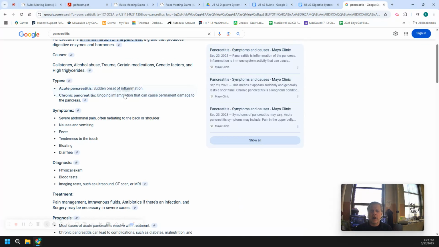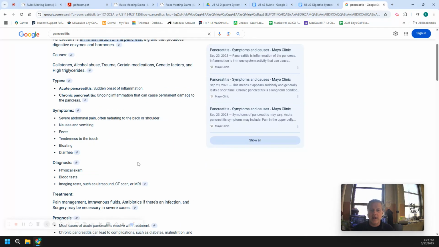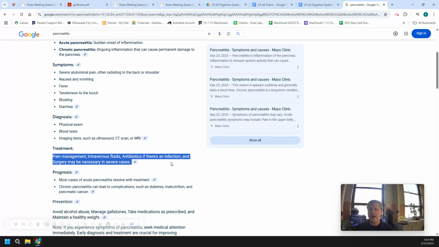And I know we all do this. We all go to this thing right here. We look at it. We say diagnosis, treatment, pain management, intravenous fluids, antibiotics if there's an infection, and surgery may be necessary in severe cases. Well, here's the problem with this: this is not a website.